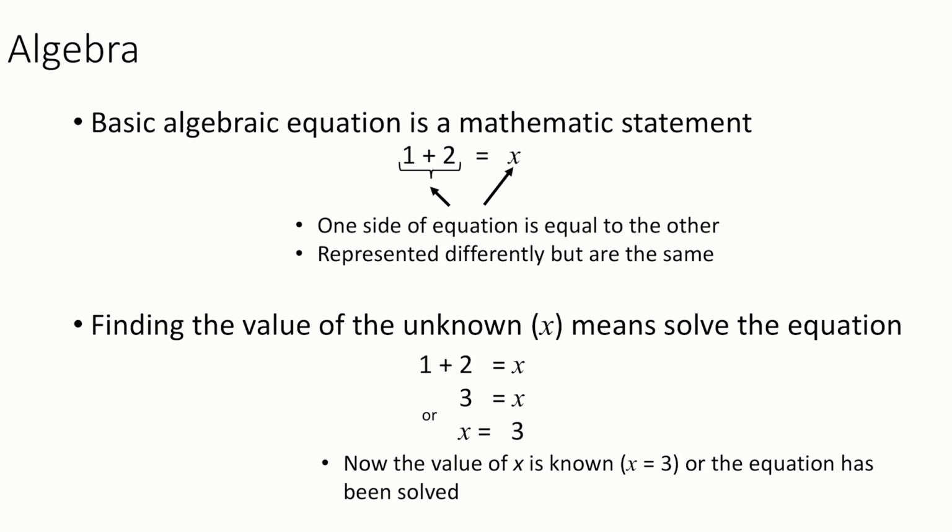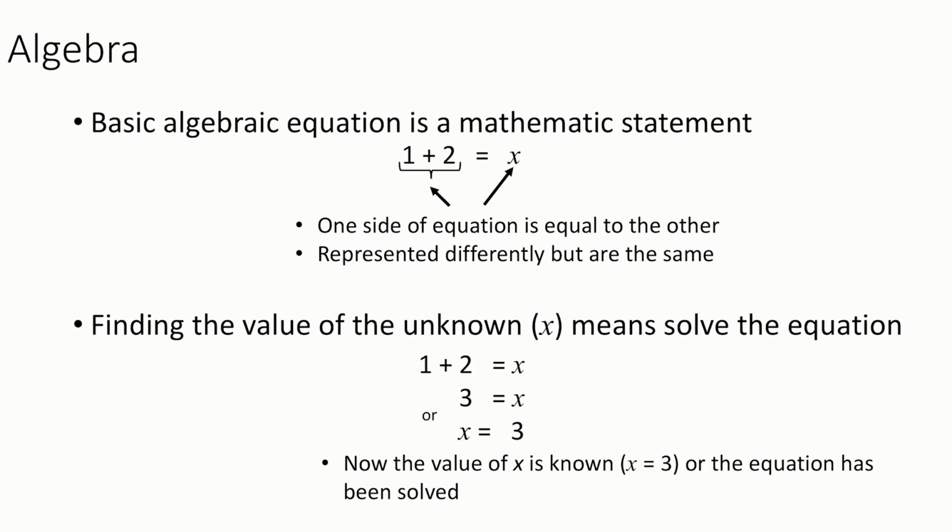A basic algebraic equation is a mathematical statement where the left-hand side is equal to the right-hand side. They might look different, but they are exactly the same. So we can use the rules of arithmetic and rearranging in order to solve for an unknown. So finding the value of the unknown x is the same thing as saying we're going to solve the equation.